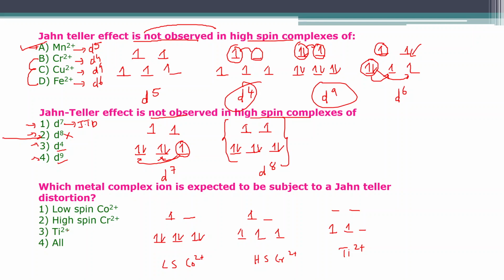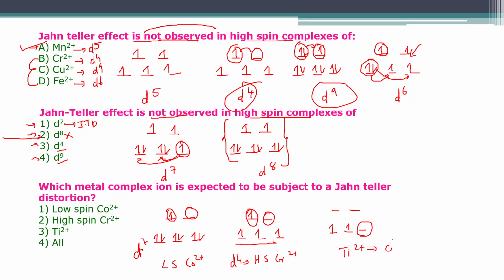Three metal complexes are given, especially low spin cobalt 2 plus that is having a D7 configuration. Remember, cobalt 2 plus means D7, chromium means D4, cobalt 3 plus means D6. Here, low spin cobalt 2 plus is asked, so low spin D7 configuration, it is arranged in this manner. And we can say Jahn-Teller is present. In this configuration, there is Jahn-Teller because there is an unsymmetrical arrangement and orbital degeneracy is present. Also in the case of titanium 2 plus.